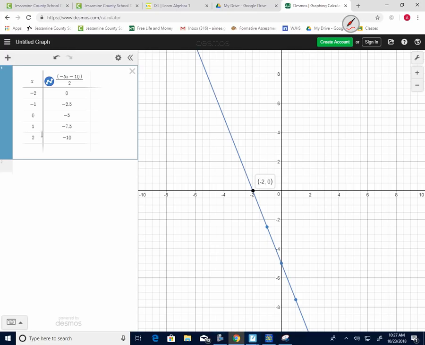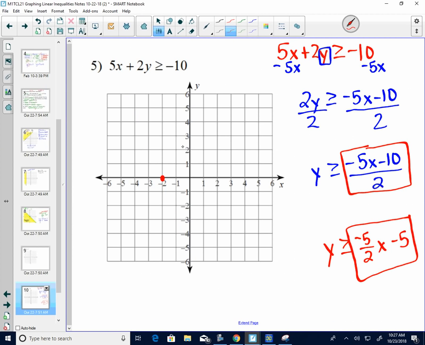And then it says I have a point at 0, -5. So if I click that point, that shows me 0, -5. So that shows that I should go here, 0, -5. And those 2 points, we should connect, if we look at our symbol, with a solid line because of the equal sign underneath. And when we solve for y, it was still open towards the y, so we're going to shade above.